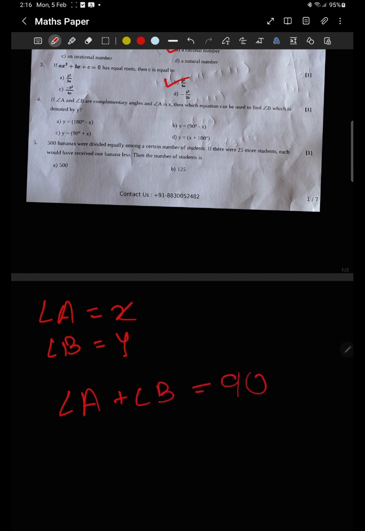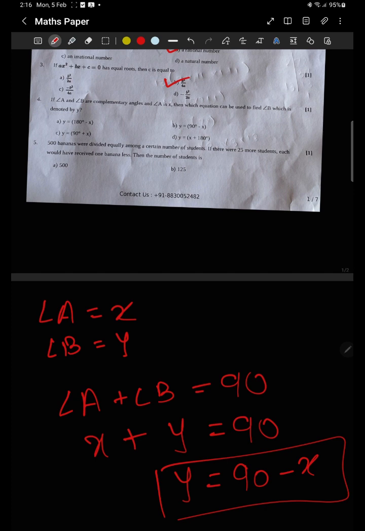So we have to find the value of y. So x plus y is equal to 90. This x will be shifted to the RHS and subtracted. So y is equal to 90 minus x. So option B is correct. Everyone take care of that. Complementary means the sum of the angles is 90 degrees and supplementary means the addition of two angles is 180 degrees.